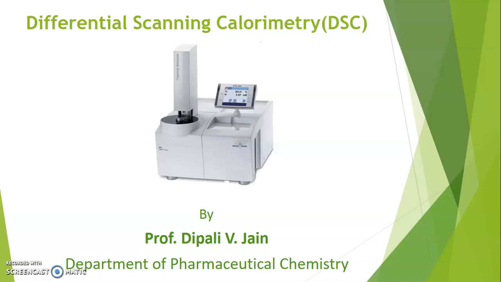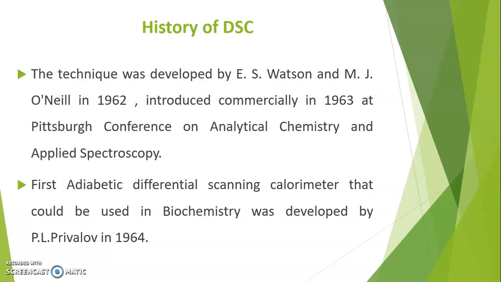Today I am here with a type of thermal analysis, that is the differential scanning calorimetry method. As we know, thermal analysis is the branch of material science which deals with the study of physical and chemical changes that occur in a material when we apply varying temperature. Now let us see the history of the DSC method.